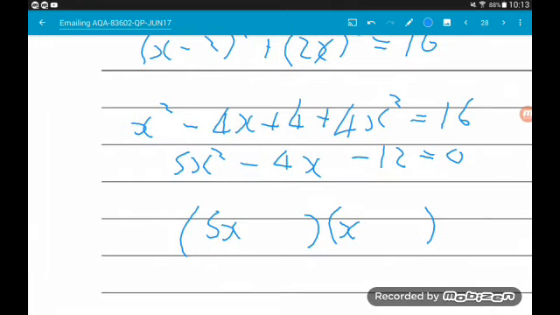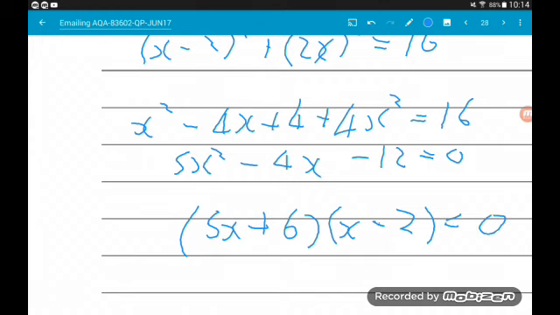So I think I've just spotted the solution. If we stick a minus 2 in there, then we're going to need a plus 6 in there. So minus 2 times 5x would give us minus 10x. Positive 6 times x gives us positive 6x. So minus 10x plus 6x gives us our minus 4x in the middle. So that is indeed factorised correctly.